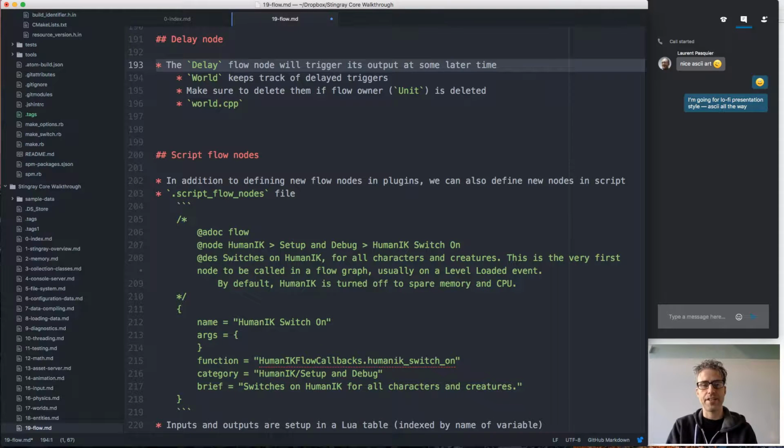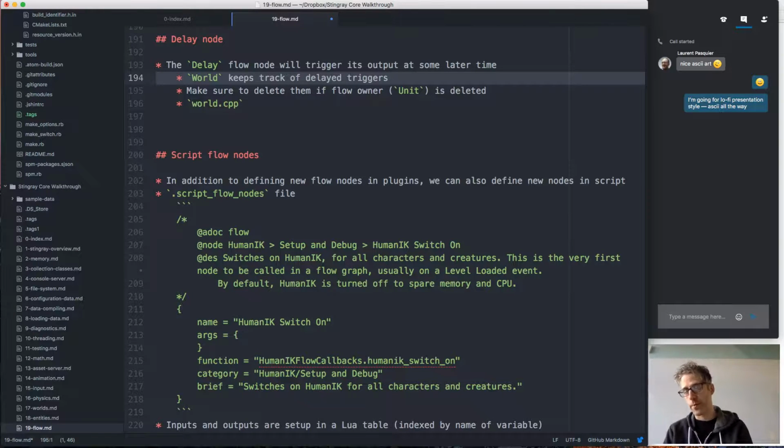We instead handle these by letting the world keep track of delayed triggers. So the world has a sorted array of delayed flow events and the time at which they should trigger. Each time we update the world, we check the head of that list and see, oh, should some delayed flow event be triggered now? And if it should, we trigger that event. So that's the main implementation of these delay nodes.